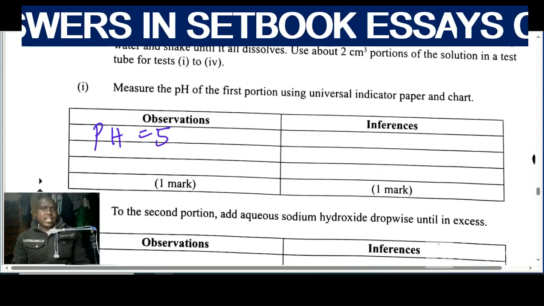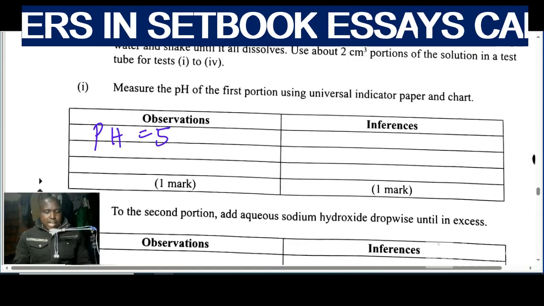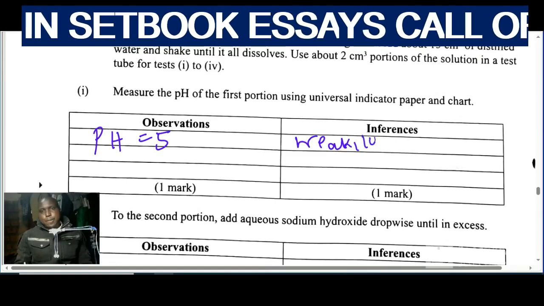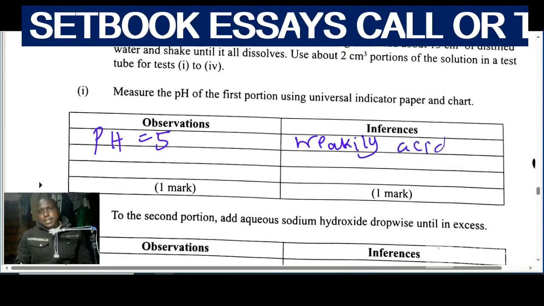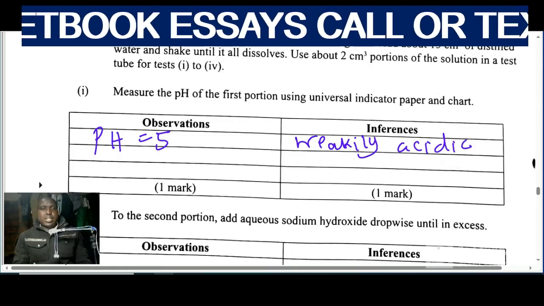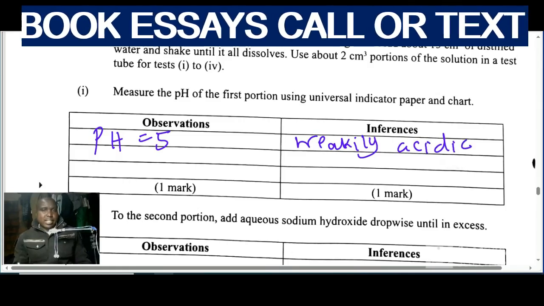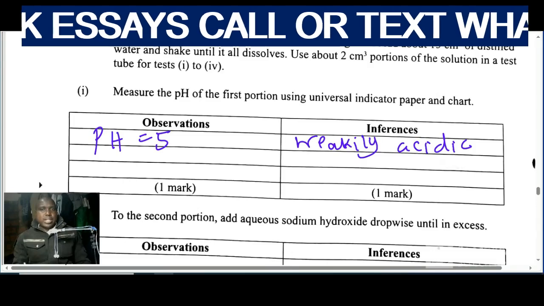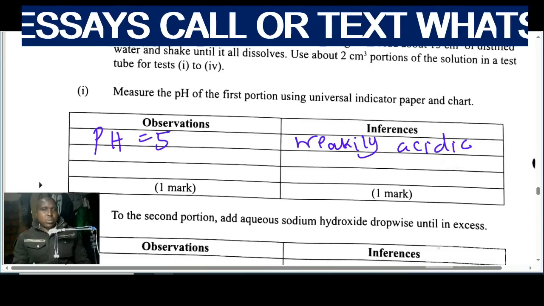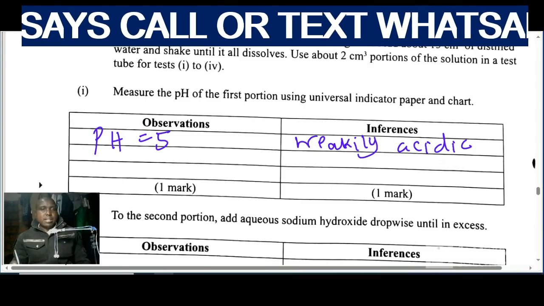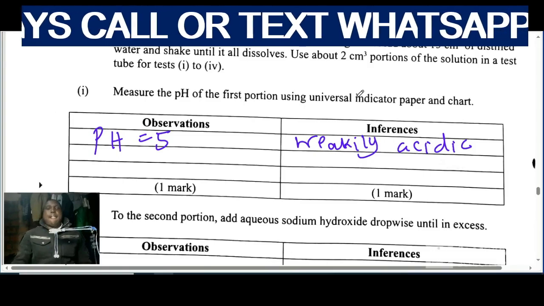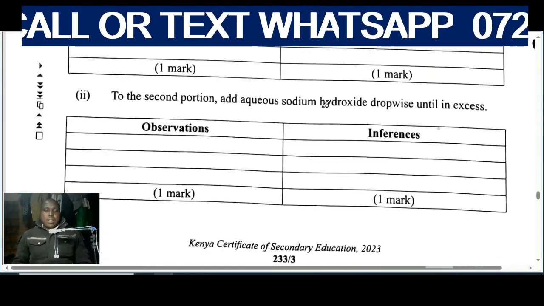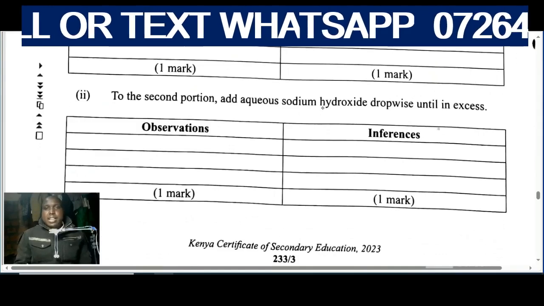So pH equal to 5 means the solution was a very weak acid. So you simply write weakly acidic. If it is 3 to 1, strongly acidic. If it is 8, 9, 10, 11, weakly basic. For 12, 13, 14, strongly basic. This one is a must.